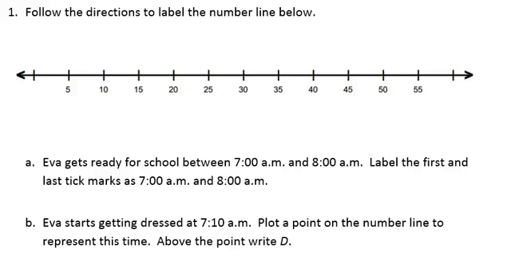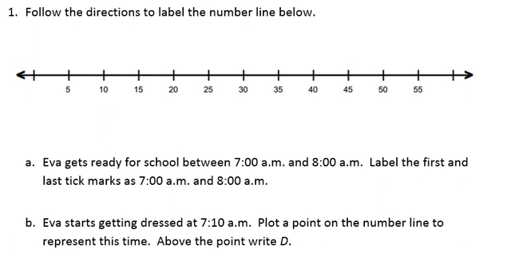This tutorial is for 3rd grade, Module 2, Lesson 2. In this lesson, we'll continue to look at time, and we're going to use a number line to help us understand the passing of time. The directions say to follow the directions to label the number line below.